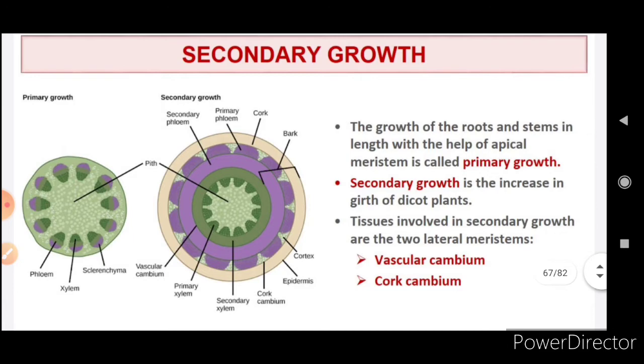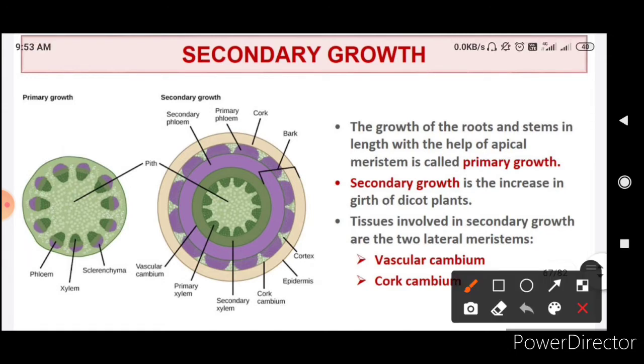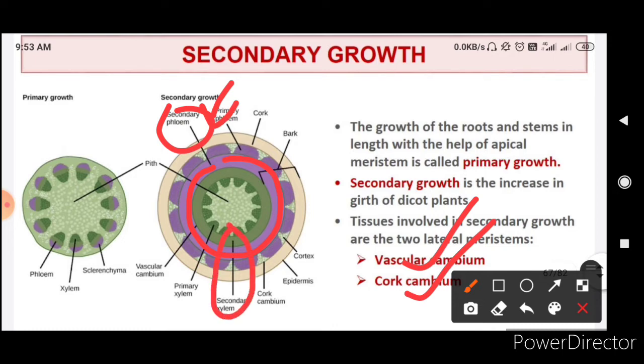The tissues which are involved in secondary growth are the two lateral meristems, which are the vascular cambium and cork cambium. So the two important tissues involved in the growth are the vascular cambium and the cork cambium. Here you can see that this purple area is nothing but the secondary phloem, and see here the formation of secondary xylem is also there.